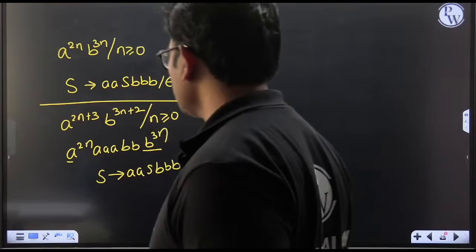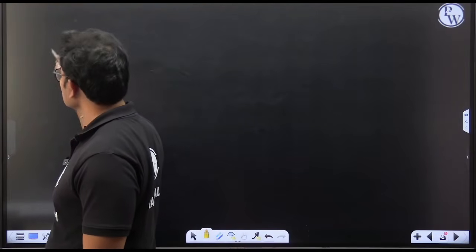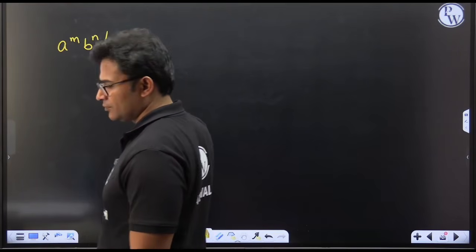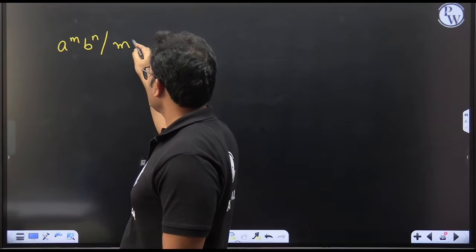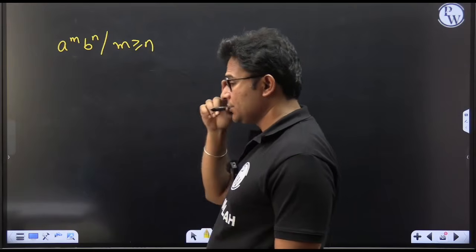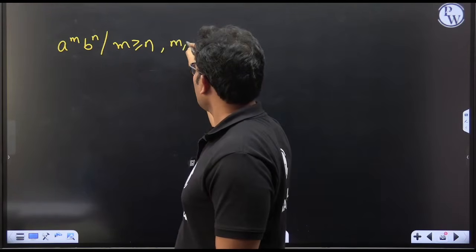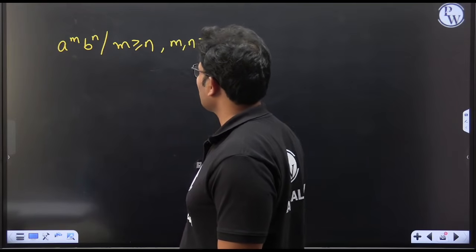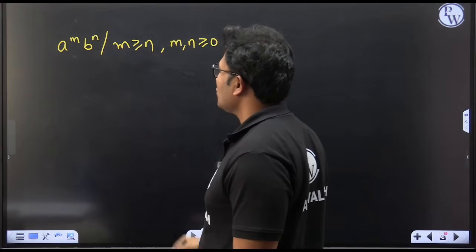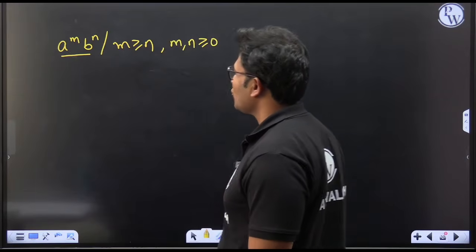Let's see some more examples. A power m, B power n such that m is greater than or equal to n, where m, n are greater than or equal to 0, right? So m has to be greater than or equal to n. So you can rewrite it like this. A's have to be greater than B's.